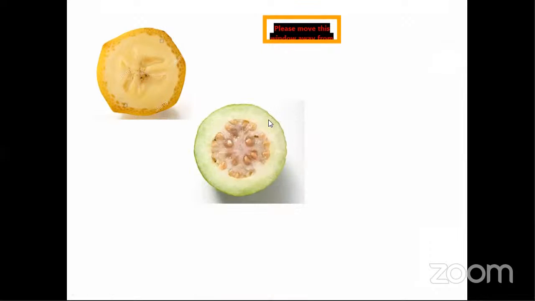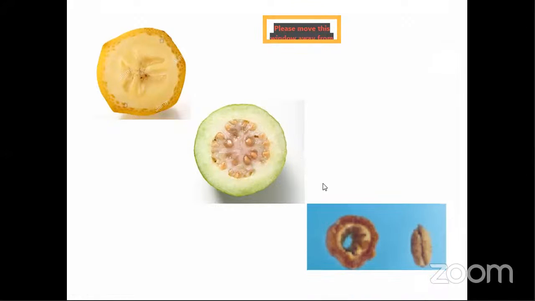Some other examples include banana. Here we may peel the outer layer, but there is no clear-cut demarcation. You can see it in guava: the outer portion, the middle portion, and the endocarp. This is a date palm. Date palm is not a nut; many people get confused. This is also one of the berries.